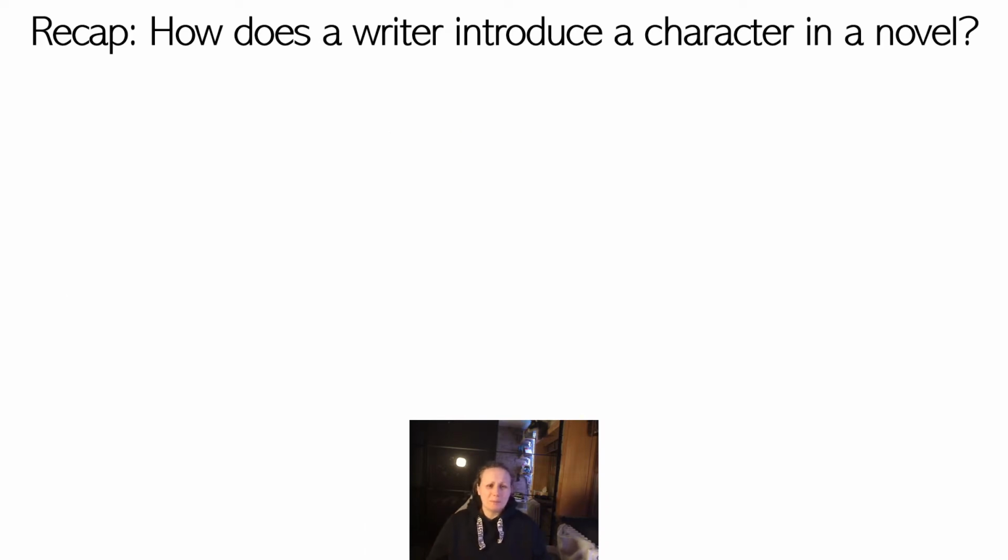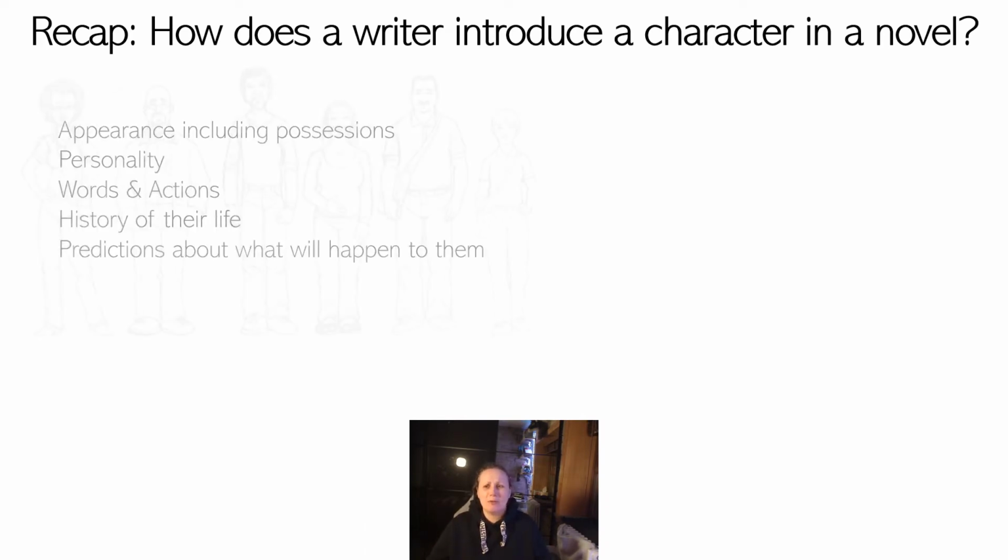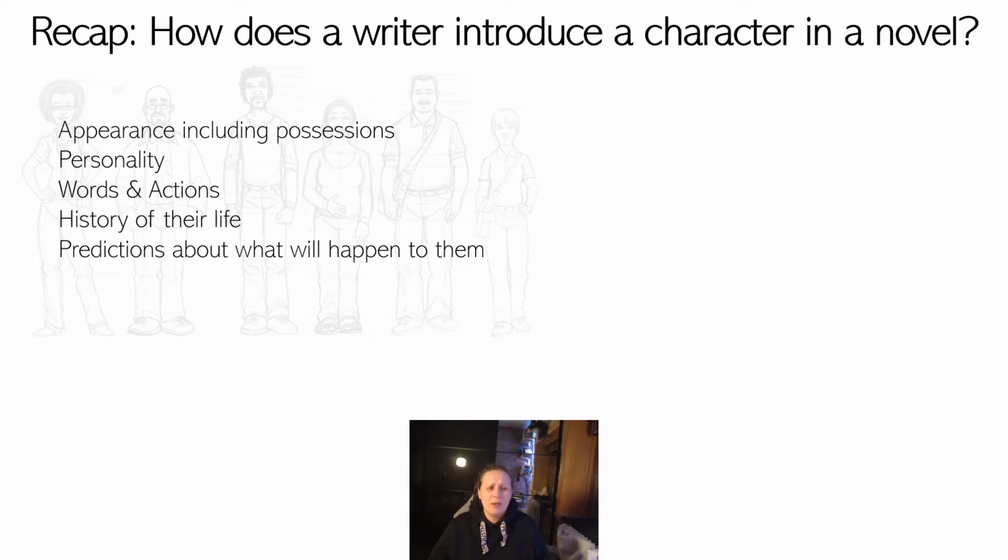So, how does a writer introduce a character in a novel? What did we look at for Stanley? We looked at appearance, including possessions. So things that they have on them that help bring their character to life. We look at their personality. We look at things that they say and things that they do. Any history that the writer gives us about their life, and then we make predictions about what will happen to them.